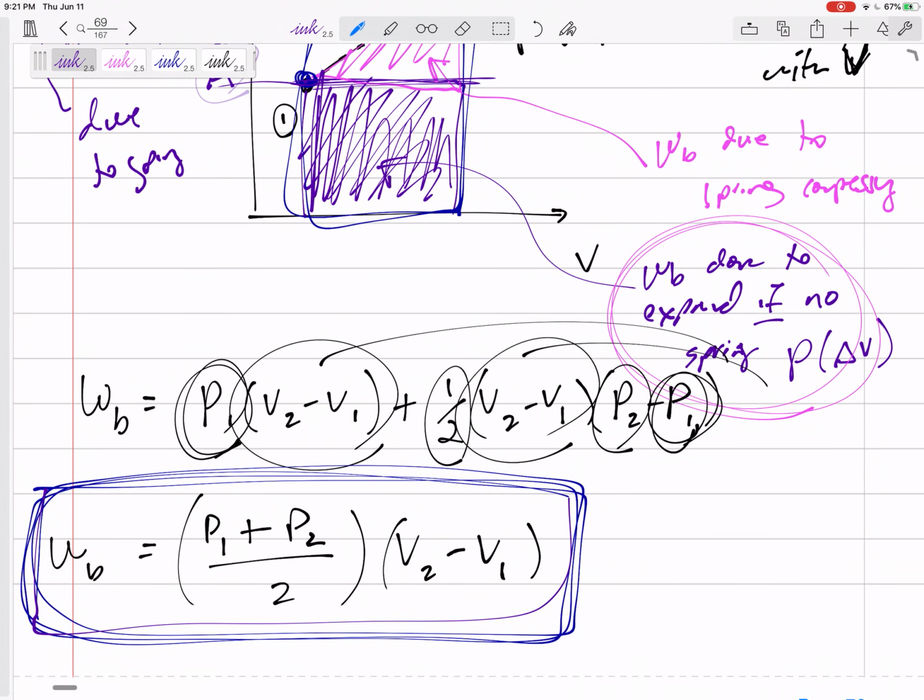Okay, but anyway, here we go. Boundary work for a piston cylinder device that has a spring pushing down on it: average of P1 and P2 times delta V. Right now we're not worried about what we're going to do with this boundary work. We're going to use this later. But right now, we're only concerned with calculating boundary work for different processes. So let's put these equations into practice for different processes.